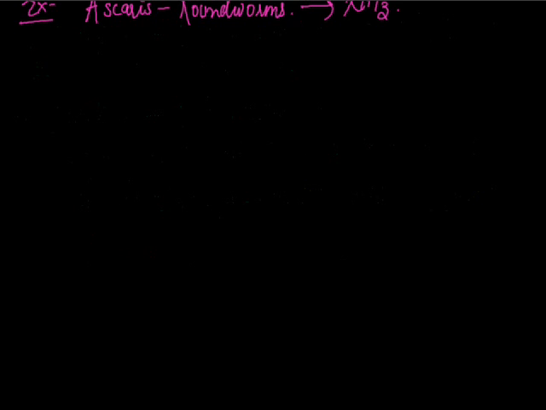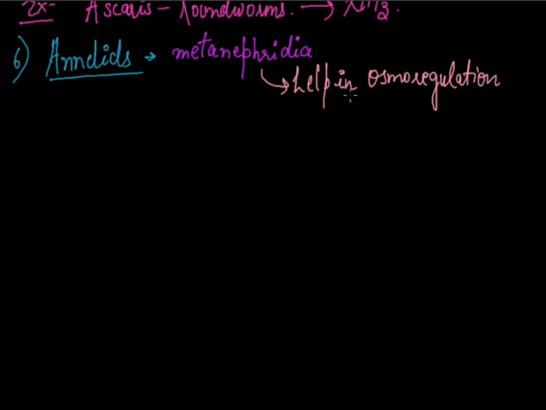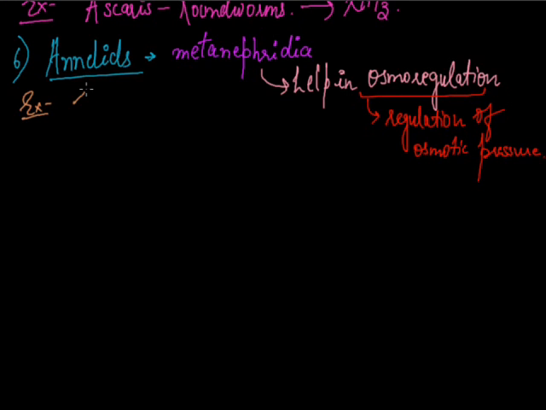Next, we come to annelids. Annelids have metanephridia, which help in osmoregulation. What does osmoregulation mean? Osmoregulation is the regulation of osmotic pressure inside the cell. An example of annelids, as we all know, is earthworm.